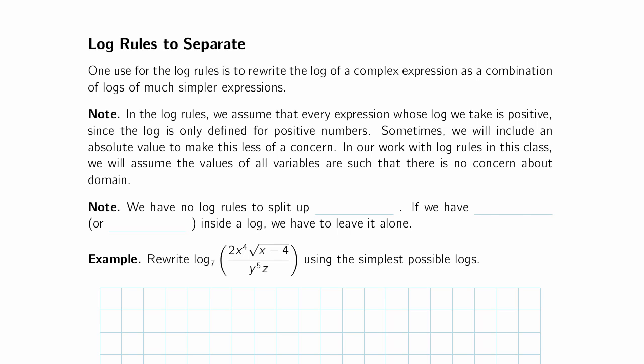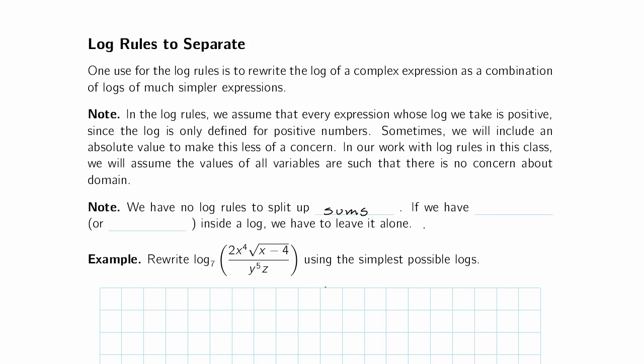How do we use it? First, I'm going to mention that we're going to just assume that everything we've written inside a log is positive. Right? We'll assume that there are no worries about the domain. The variables have whatever restrictions they need to have on them. We have a rule that lets us split up products and quotients, and a rule that lets us pull out powers. What we don't have is a rule that lets us split up sums.